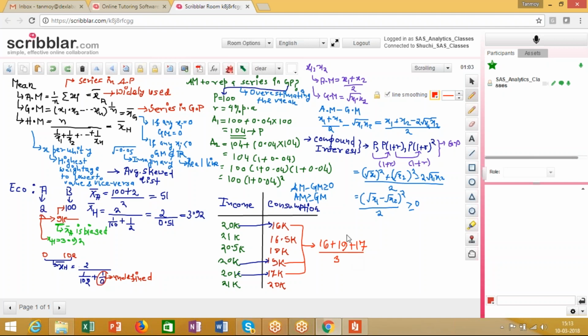So it is 52 divided by 3. It's 17 point something. So it's roughly 17k approximately. So this 17k that I stated over here is nothing but the expected consumption or the average consumption.